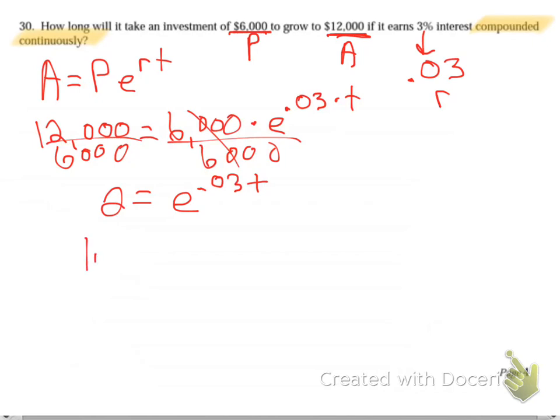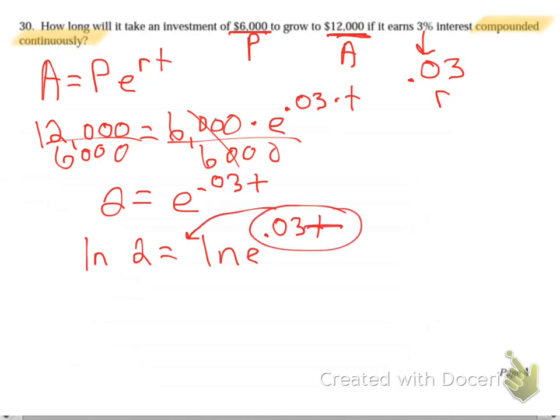Because I have e, I'm going to take the natural log of each side. Once I take the log or natural log, it allows me to take this exponent and move it out front. So the natural log of 2 equals 0.03t times the natural log of e. Now, if you remember us talking during class when we learned about this, the natural log of e is just 1. So anything times 1 is just itself. So it essentially goes away.